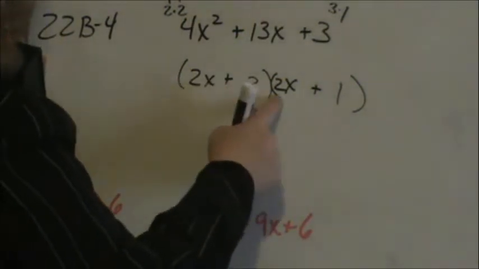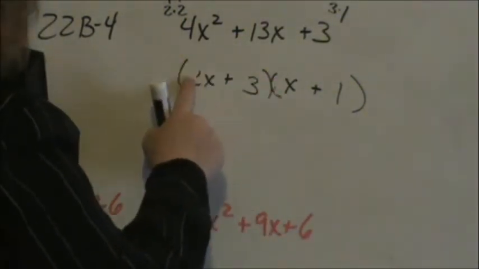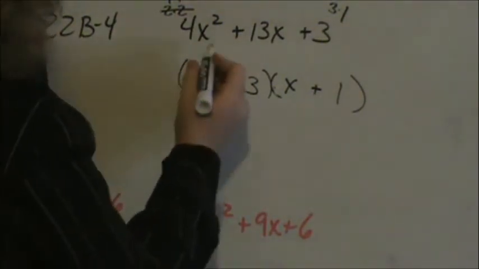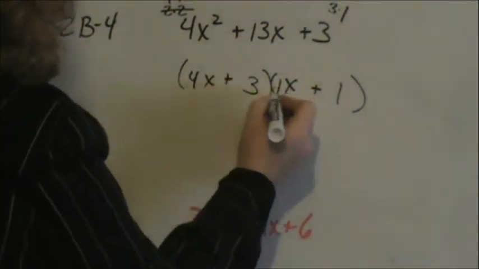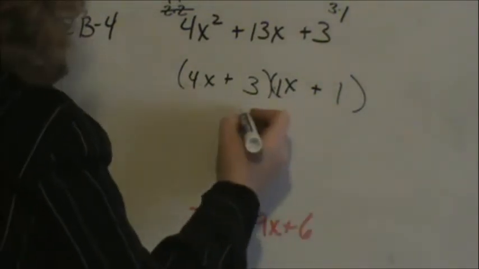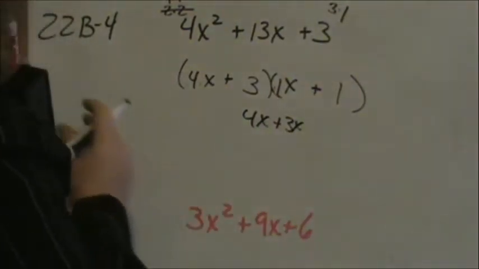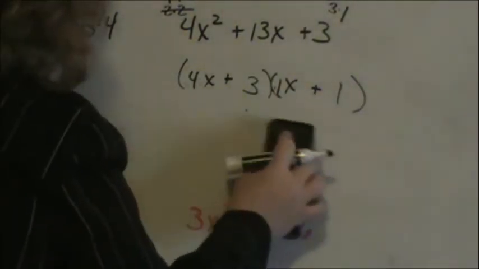There's no point in switching 2 and 2. 2 and 2 is the same thing. So we now know we need to use 4 and 1. We just need to get them in the right place. Let's say I put 4 here and 1 here. 4x times 1 is 4x. 3 times 1x is 3x. That does not give me 13x, so that's not going to work.